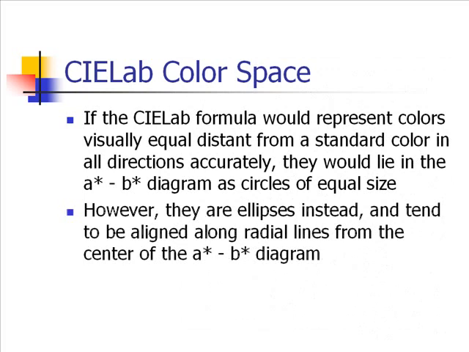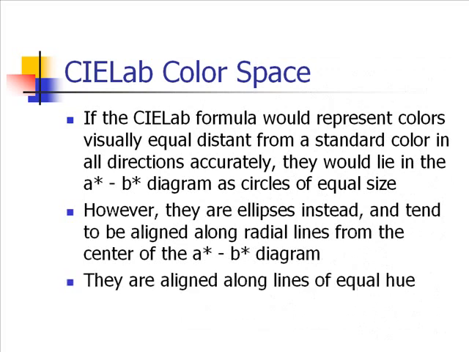If the CLAB formula would represent colors visually equal distance from the standard color in all directions, accurately they would lie on an A-B diagram as circles of equal size. That's not how it works. They are ellipses instead and tend to be aligned along radial lines from the center of the A-B diagram. Actually, they're aligned along lines of equal hue, pointing in very specific directions that we'll explain a little later here.